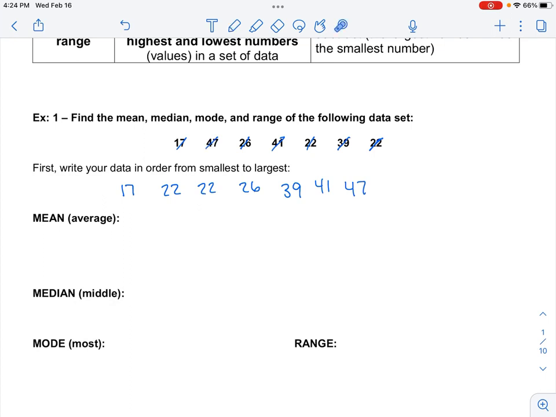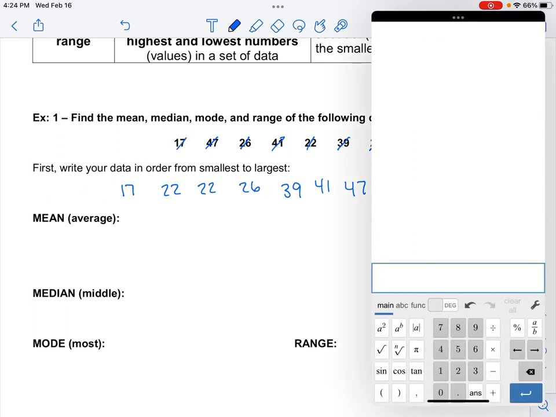Another good thing to do is check how many there were to begin with. 1, 2, 3, 4, 5, 6, 7. That'll be good for the mean later. And then make sure there's still 7. 1, 2, 3, 4, 5, 6, 7. Perfect. So to find the mean, we didn't actually need to put them in order. That's really only needed for the median, but that's okay.